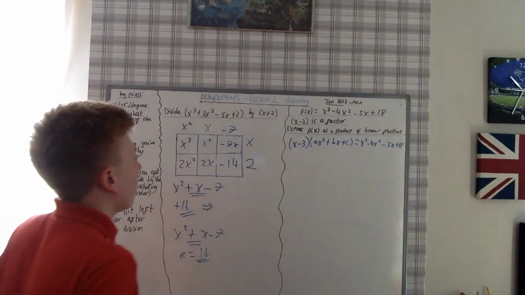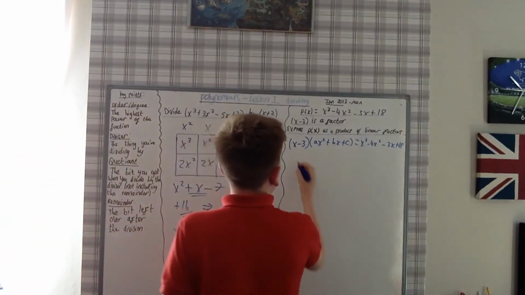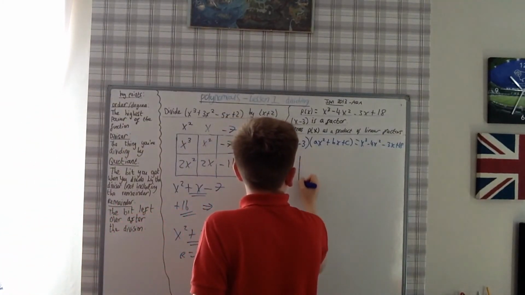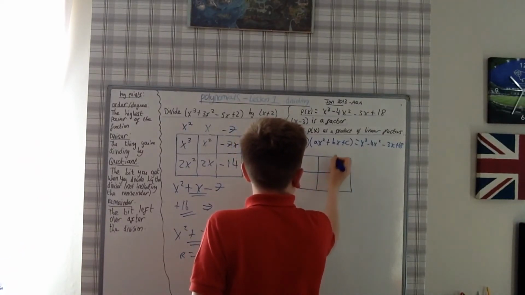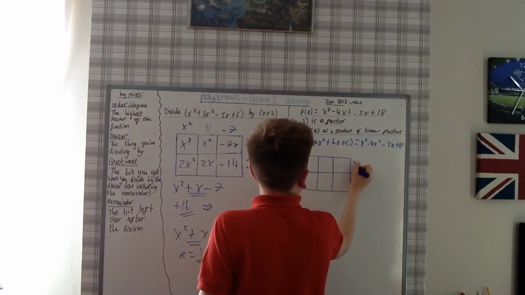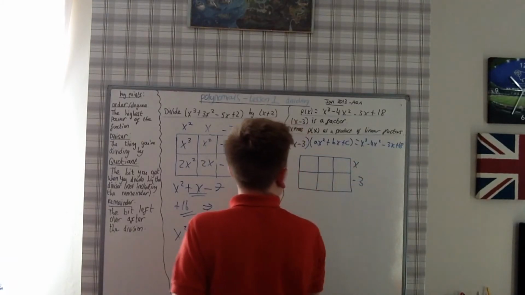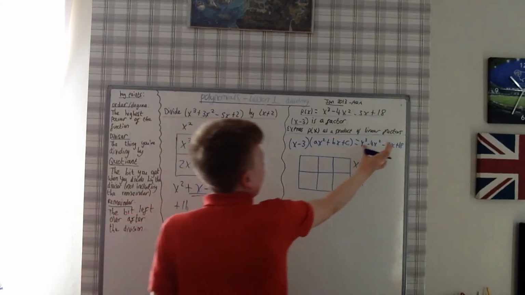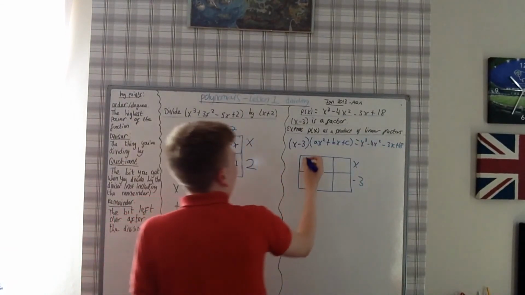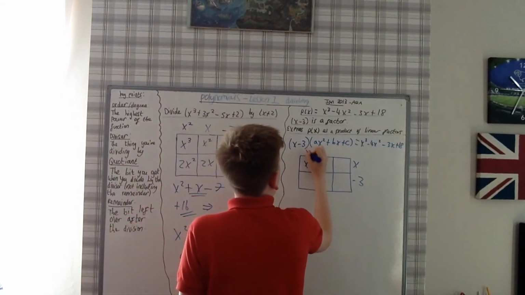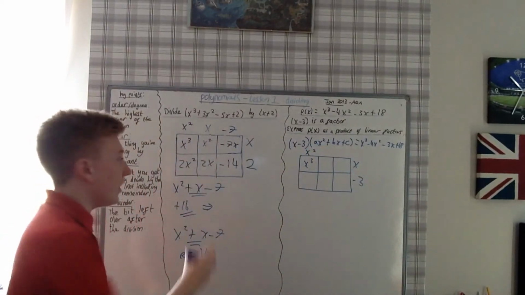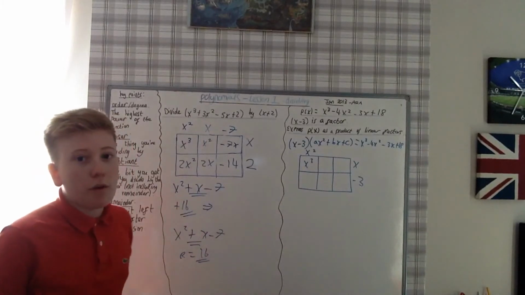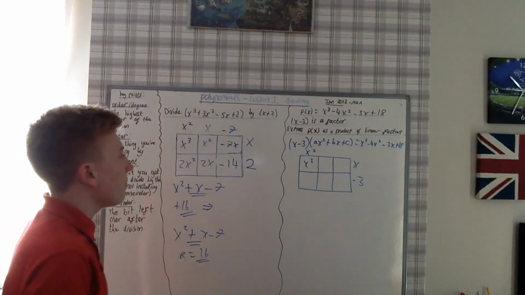So, once again we draw out the box. And we're trying to get to this. So here, we're going to have x squared multiplied by x gives us x cubed. If you want to have a go at this yourself, like we did here, just to see if you understand what's going on, you can do. Pause the video and have a go.